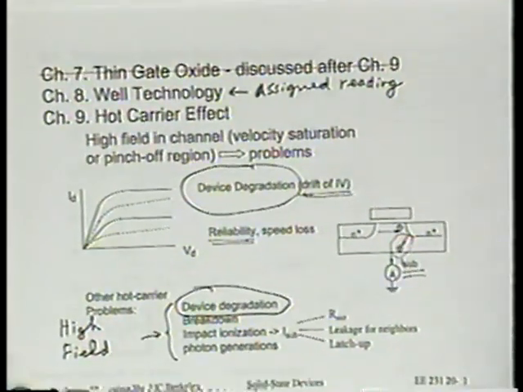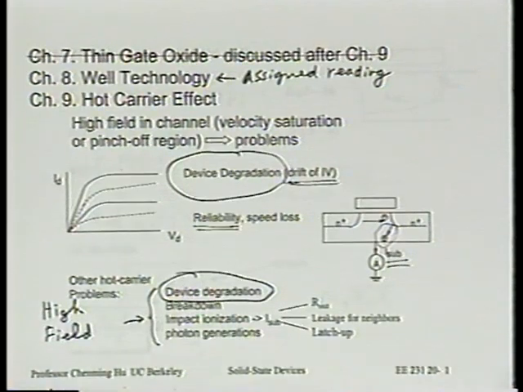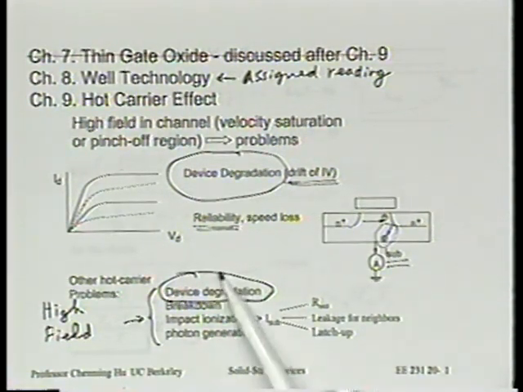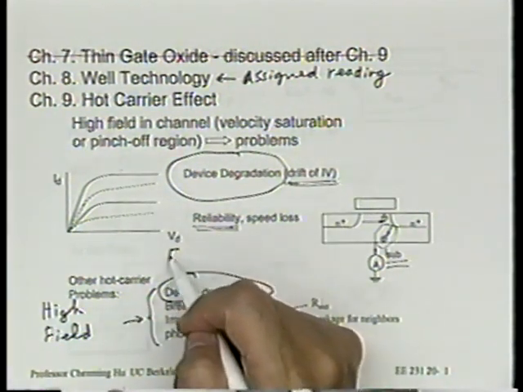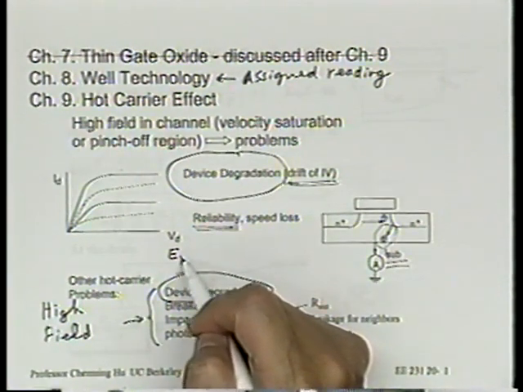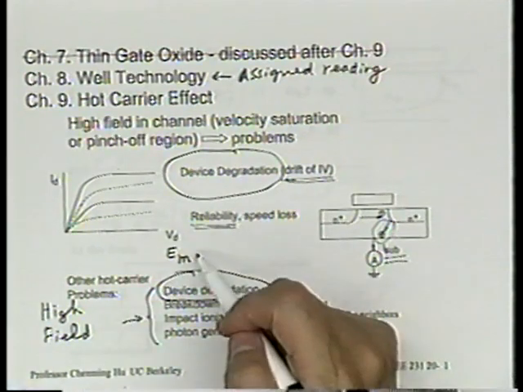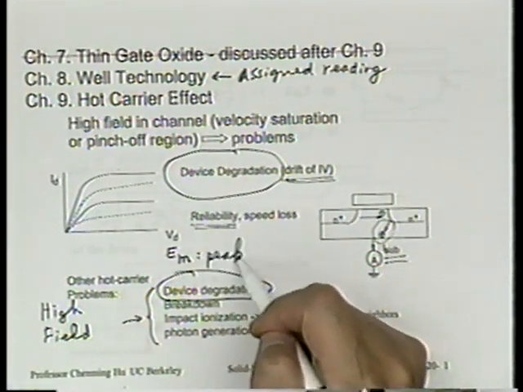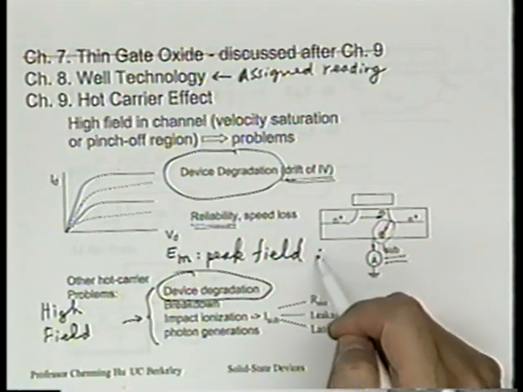All right. So how are we going to study this? We're going to break this problem into two parts. The second part is these different phenomena. The first part is we want to describe or review a model for the electric field in the channel, particularly the maximum electric field, or peak electric field, in the channel.